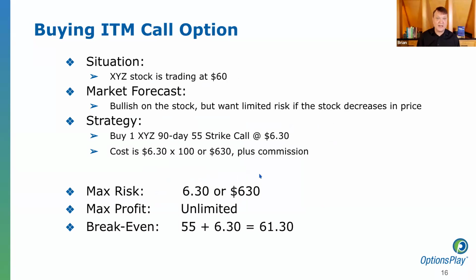Here's our situation. Stock's trading at 60. Bullish on the stock, want limited risk. We buy one 90-day 55 strike call option, and we pay $6.30 for that. The cost is, in this scenario, $6.30 times 100, or $630. The max risk is $630. We have unlimited profit potential. Break even here would be 61.30, which is the strike price, which is 55, plus the premium paid, $6.30, or 61.30 on our option contract.